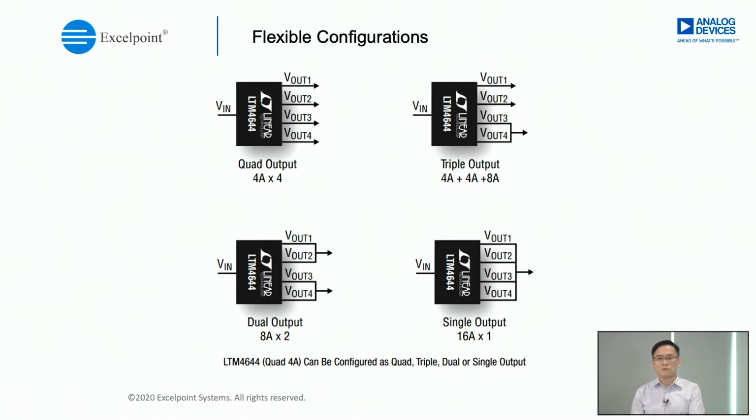But now, don't need to worry anymore. With the use of µModule, we can offer you a flexible configuration. For example, when you use LKM4644, 4 channel 4 ampere µModule, you can configure it into 4 channel output, 3 channel output, 2 channel output, and single output, supporting up to 16 ampere for the system. So with this, you can make it like a common part. So make your design become simple, and you can accumulate this part much easier with a higher volume to negotiate a better price for your design.